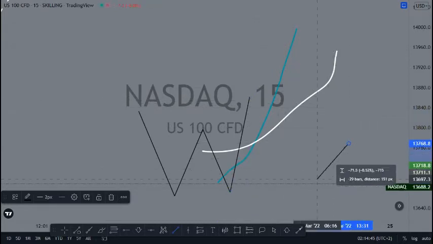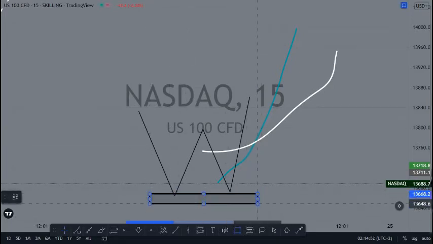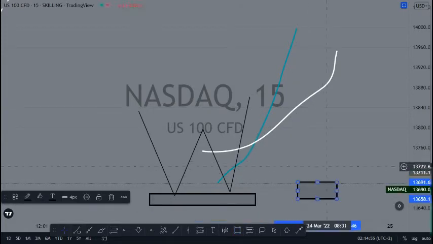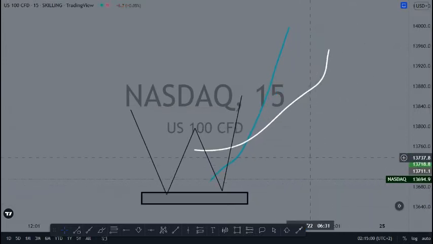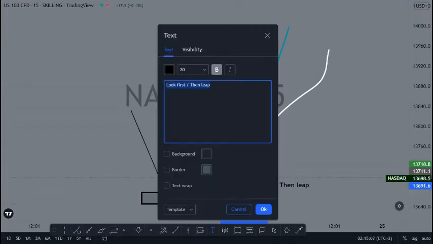After my peak formation low, I'm going to draw this zone so that I can know that this is my support area. So we can call it a support, we can call it a double bottom. Each and every one has their own perspective on how they see the market. So I call it a peak formation low.